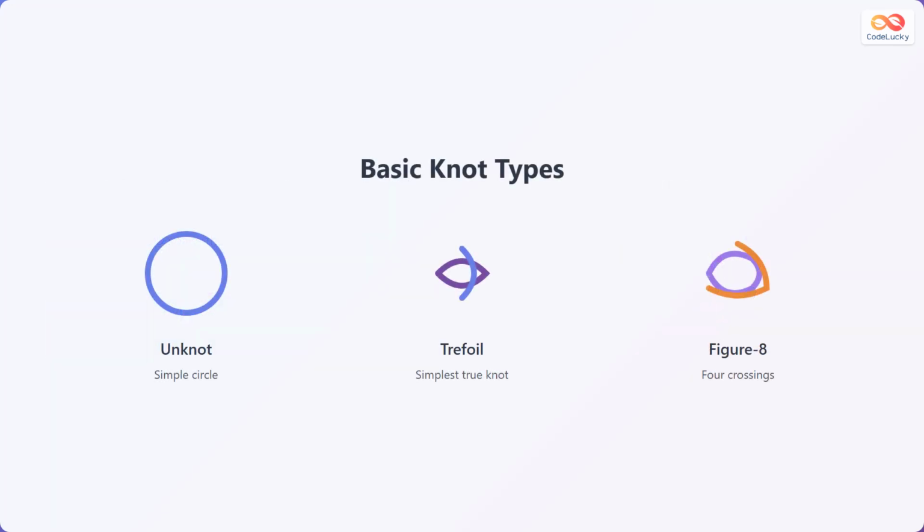Let's explore some basic knot types. First is the unknot, which is simply a circle. The next one is the trefoil knot. It is the simplest true knot possessing 3 crossings. Finally, we have the figure 8 knot, characterized by having 4 crossings.